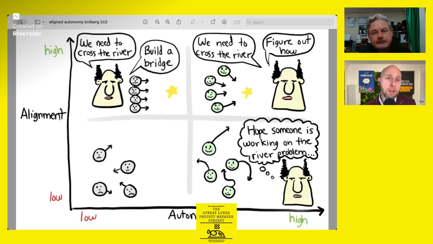And then the high autonomy and high alignment version of that is the manager is clear and says, we need to cross the river, but without prescribing the solution, they say, figure out how. And that's ultimately what you hope will happen, that these people have enough understanding of the objective and enough craftsmanship to be able to solve that problem in all sorts of ways.